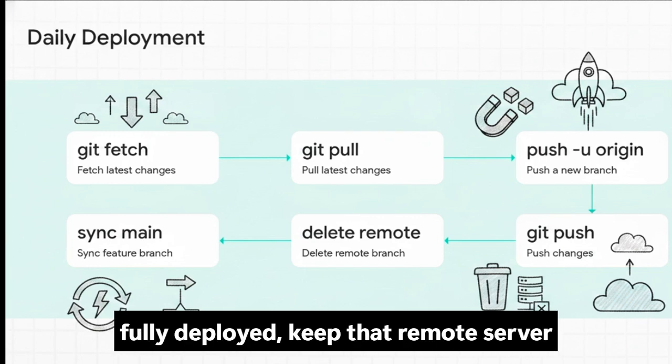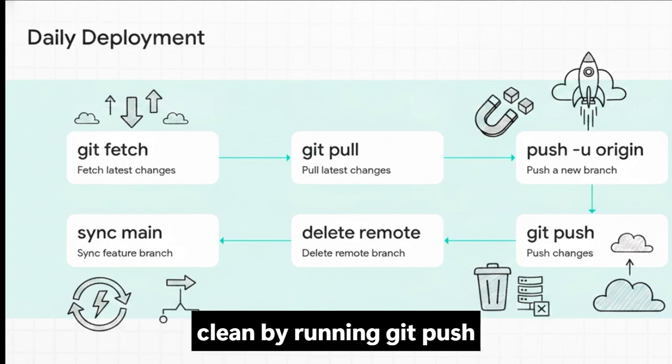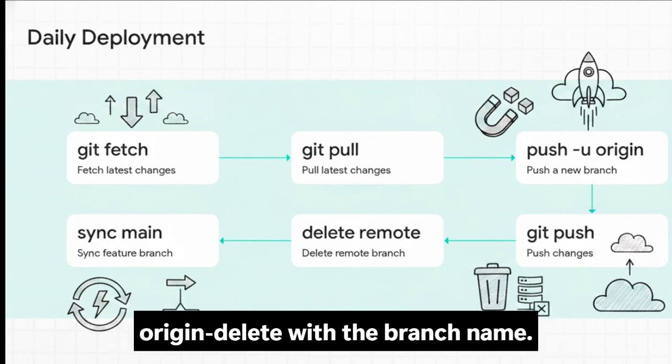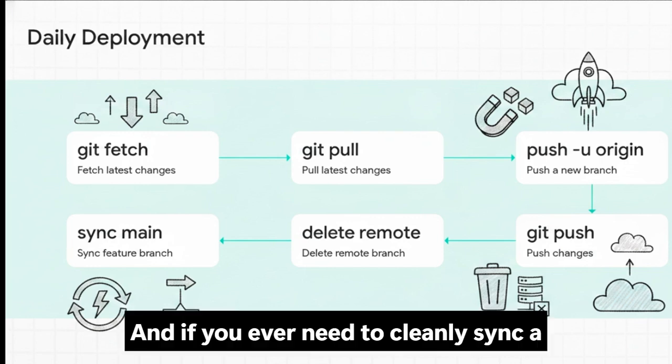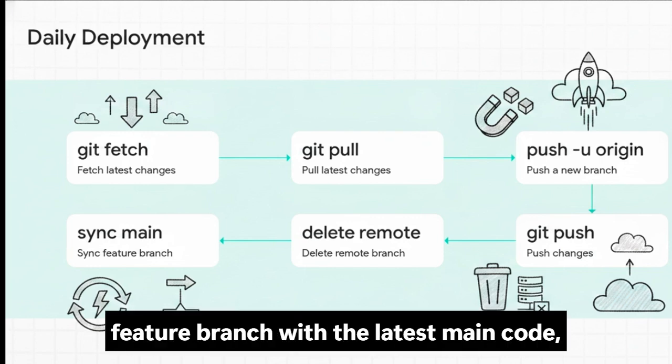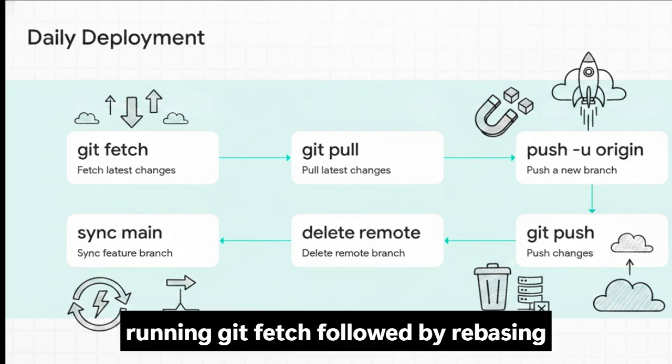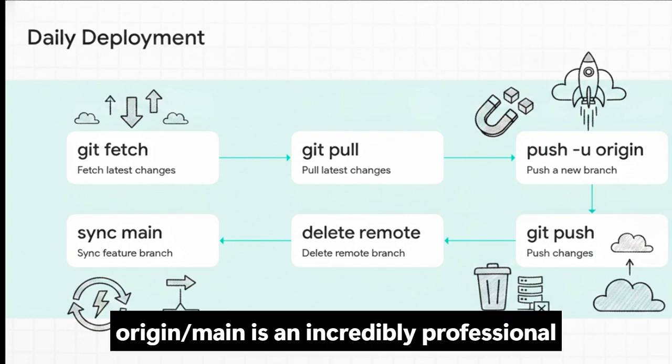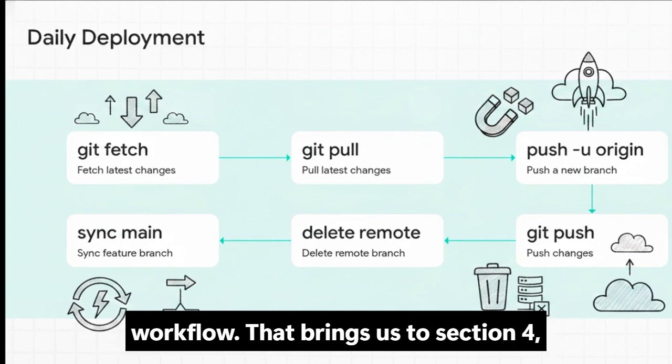When the feature is fully deployed, keep that remote server clean by running git push origin --delete with the branch name. And if you ever need to cleanly sync a feature branch with the latest main code, running git fetch followed by rebasing origin/main is an incredibly professional workflow.